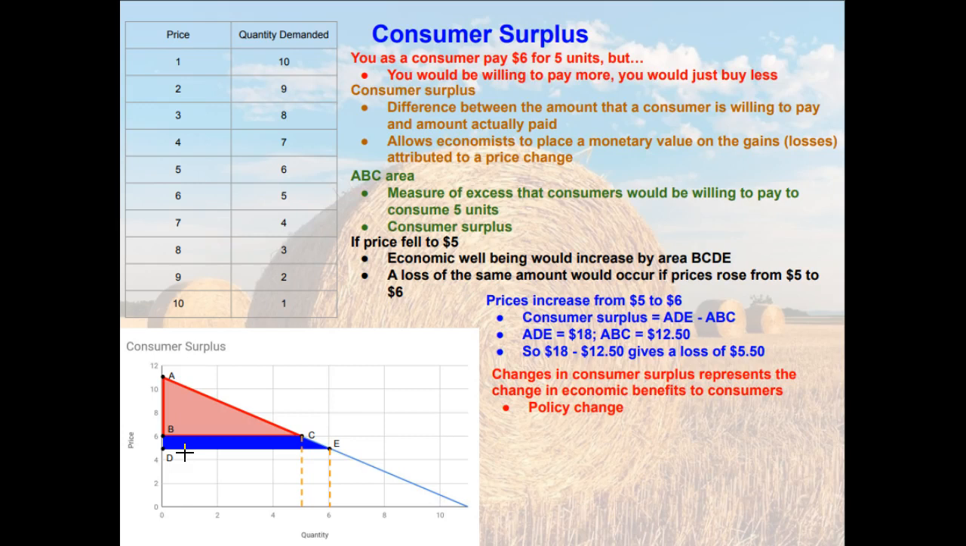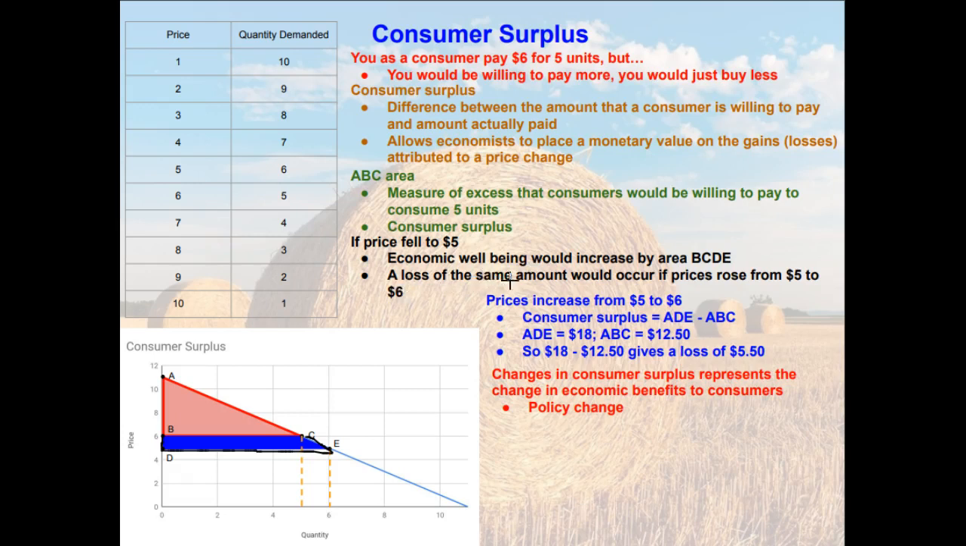Heck, you got even a better deal. I'm willing to pay $60, but now it's only costing me $30. So my consumer surplus actually went up. And the economic well-being to the consumer would actually increase by this area B, C, D, E. The consumer economic well-being would increase by that much.